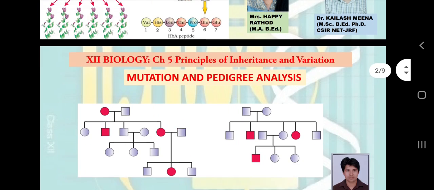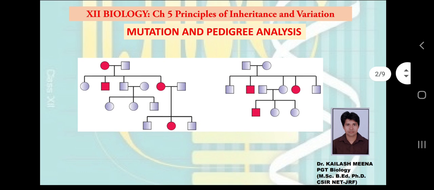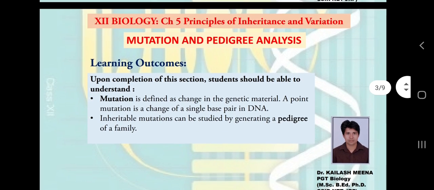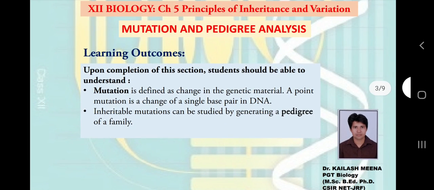So what is the aim and what are the objectives of watching this video for the students of class 12th biology? So the objectives are to understand mutation and pedigree analysis of any family.